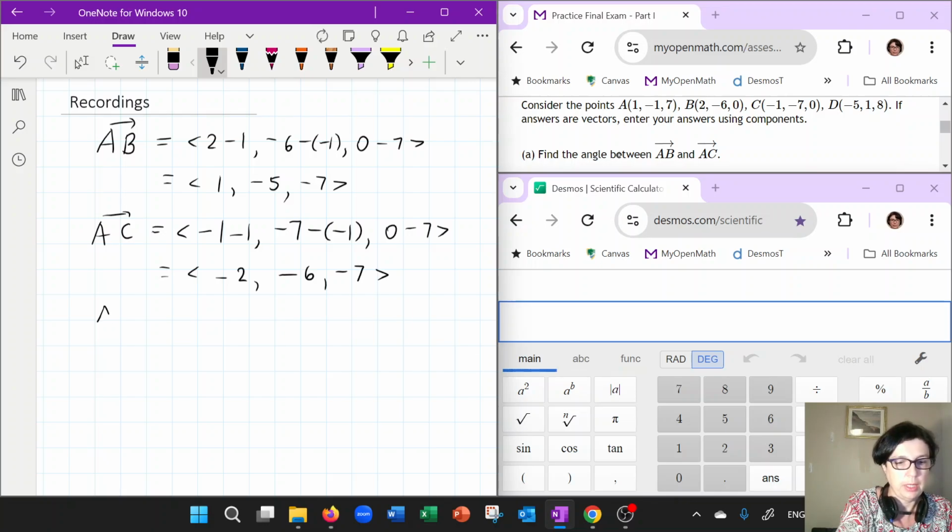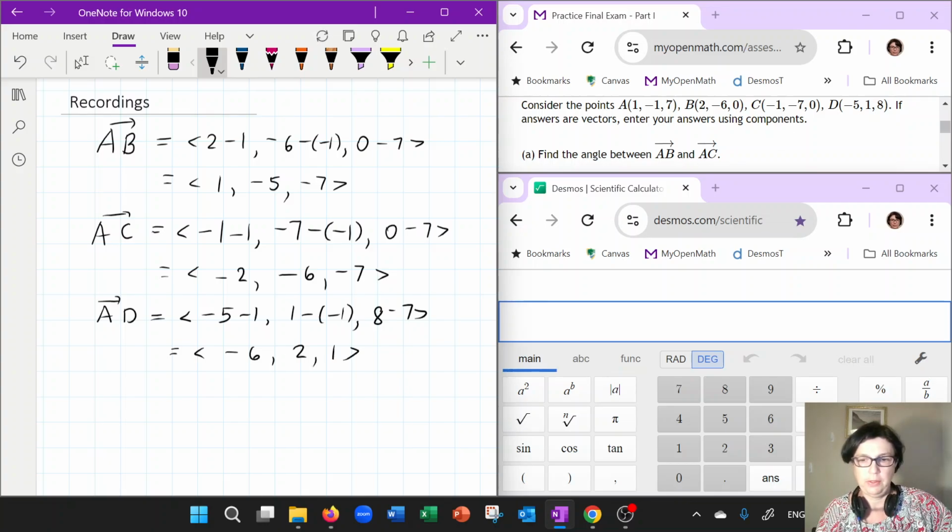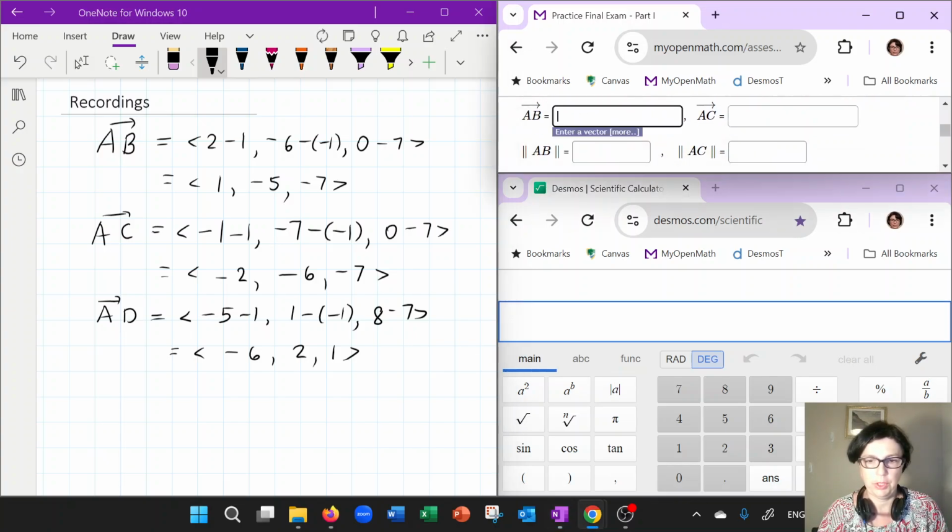Now, I'm also going to need AD for later on. So while I'm at it, I'm going to do that right now. So that will be negative 5 minus 1, 1 minus minus 1, and then 8 minus 7. So that becomes negative 7. 1 plus 1 is a 2, and that's a 1. Okay, so let's fill out some of the stuff we just got. So for AB is 1, negative 5, negative 7. For AC, I've got negative 2, negative 6, negative 7.